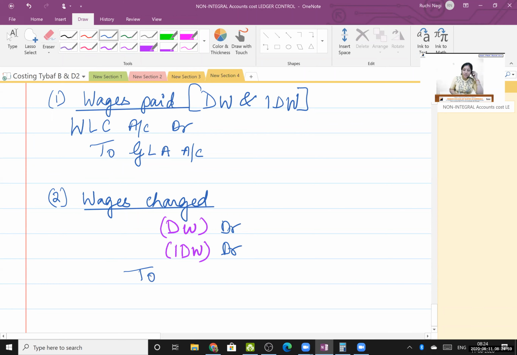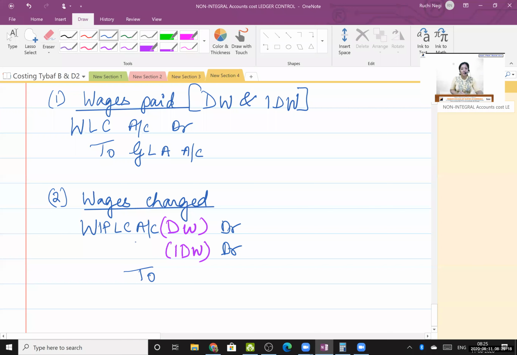Now direct wages means it's a direct cost. So direct cost means the raw material has not yet been converted into finished goods. Raw material is put into process and it is still at the WIP stage. So it will go to WIP ledger control account debit.